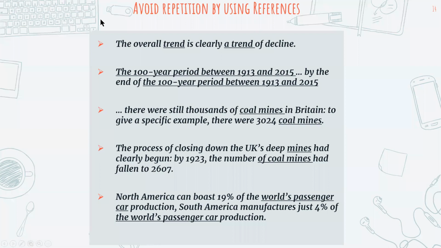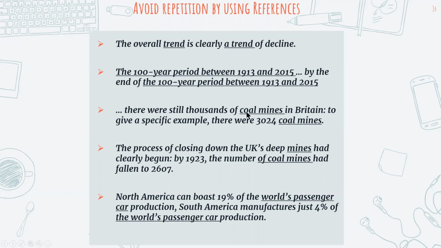Avoid repetition by using references. This is very important. You have to avoid repetition. Repetition is something that should be avoided. For example, you could say the overall trend is clearly a trend of decline. As you can see here, we repeated the word trend, which is a mistake, obviously. The 100-year period between 1913 and 2015, and later on we said by the end of the 100-year period between 1913 and 2015. We are repeating the same expression.